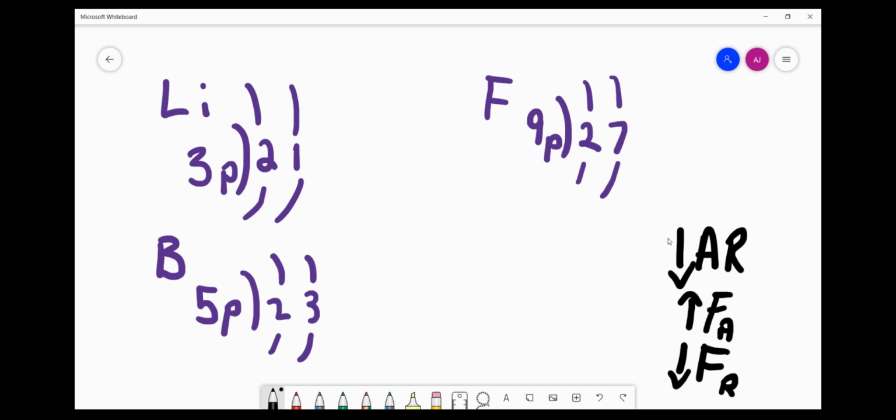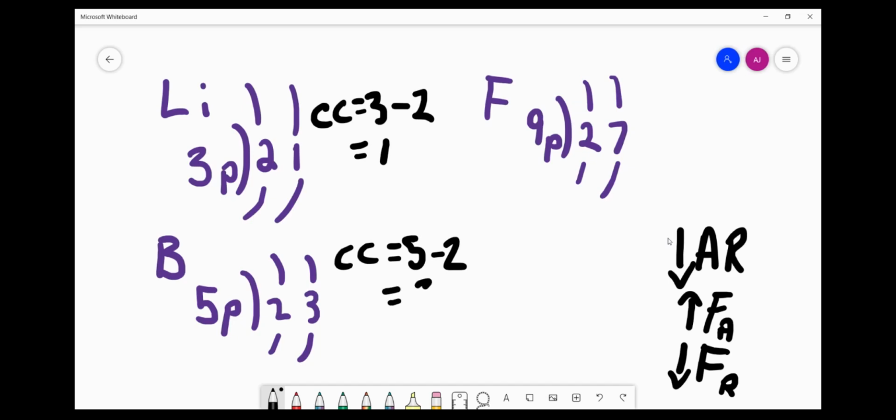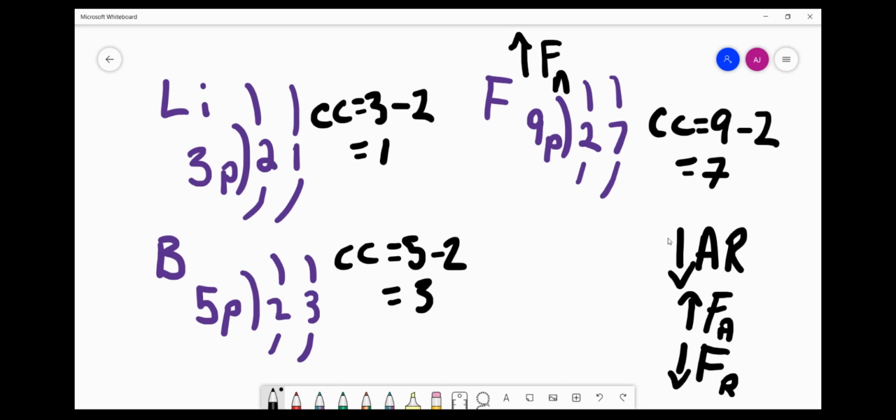So let's start off calculating the core charge for each of these three elements. As practice, this would be a good point to pause the video and do those calculations yourself. So for lithium, 3 protons, 2 inner electrons, core charge of 1. Boron, 5 protons, 2 inner electrons, a core charge of 3. And fluorine, 9 protons, 2 inner electrons, a core charge of 7. So in terms of my forces, fluorine has the highest core charge, so it has the highest force of attraction.